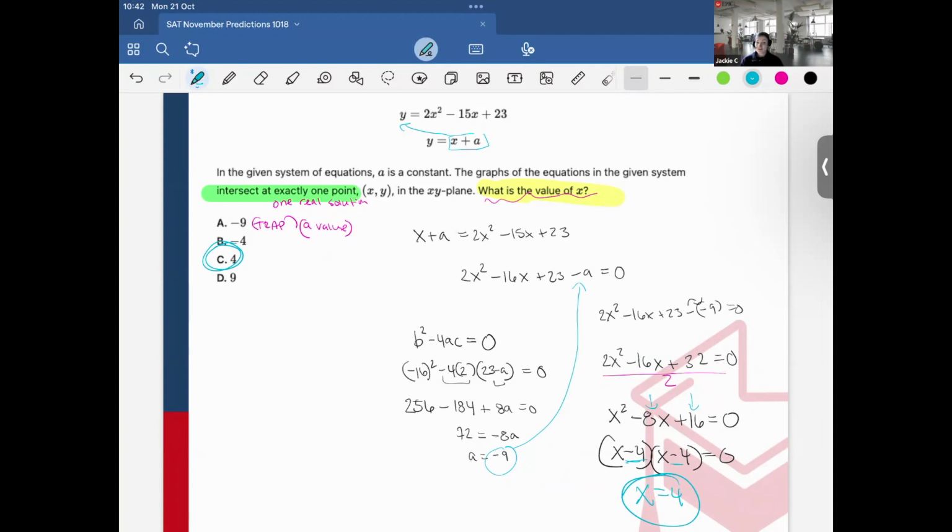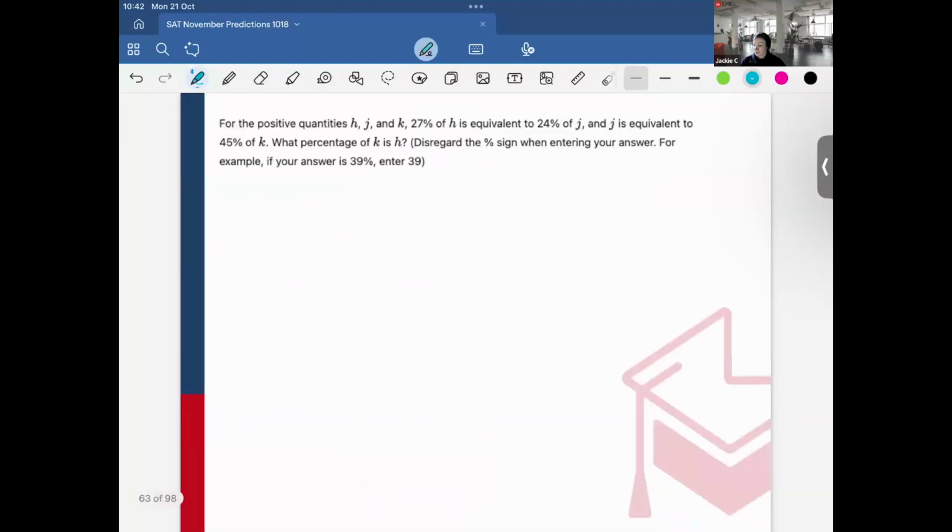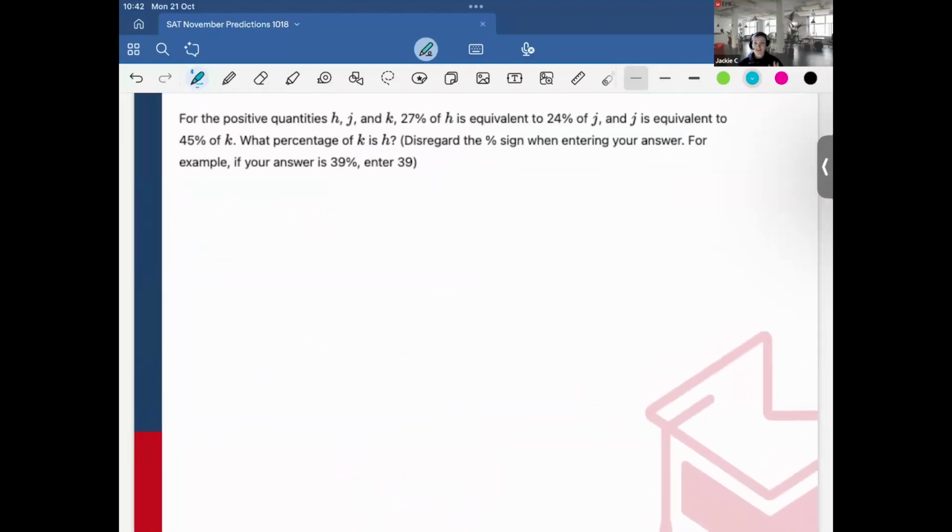Discriminant, be super confident with it on the exam. If you see it, remember there's always a quadratic equation, an extra variable, and it will say something like exactly one point, one real solution, two real solutions, or no real solutions. Also, percents on every single SAT exam. In some capacity, you'll see percents. I believe you would see them in this similar capacity.